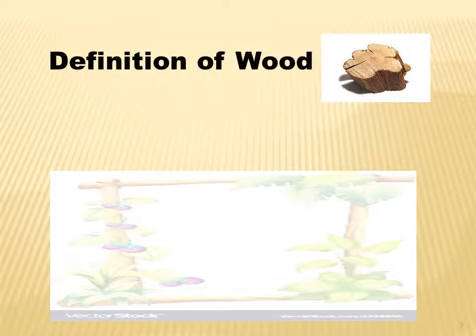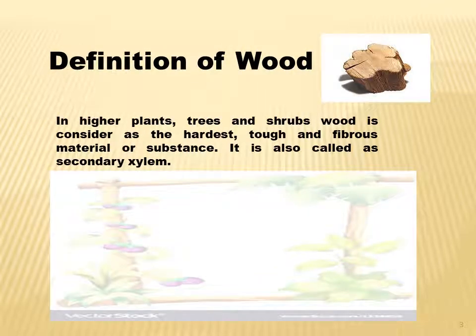Let's start with the definition of wood. In higher plants, trees and shrubs, wood is considered as the hardest, tough and fibrous material or substance. It is also called the secondary xylem. So wood is the hardest and toughest substance that is present in the plants. It is also known as secondary xylem.